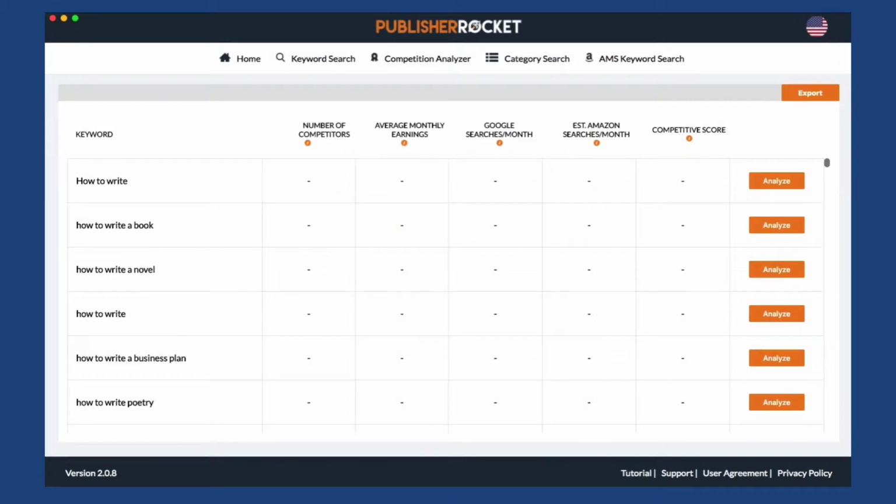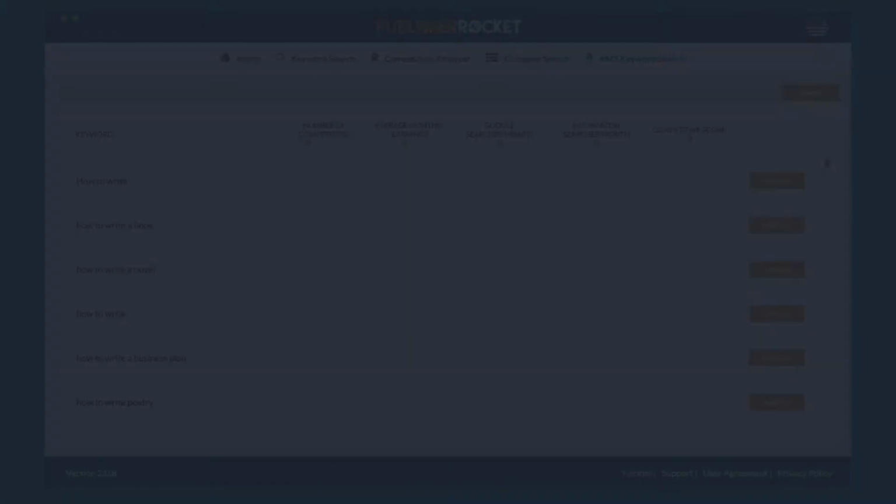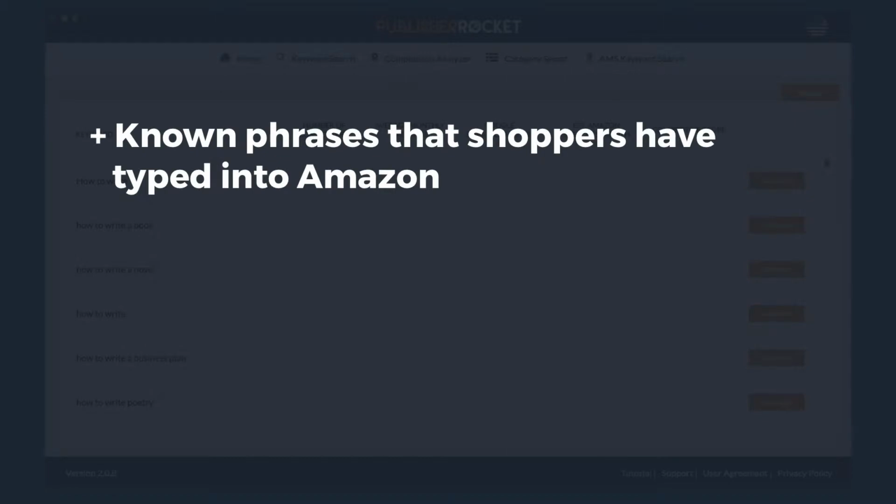Publisher Rocket will now get to work finding book idea suggestions and keywords based on what you typed in and selected, and list them all below. The keywords presented are based on known phrases that shoppers have typed into Amazon while looking for their next purchase, as well as Google search terms. Although Google searches are very different than Amazon searches, these can still be very useful suggestions because they aren't dependent on previous Amazon success. Sometimes Google can suggest new keywords that authors haven't thought of before or aren't very competitive, and give you an opportunity to discover a new market on Amazon that Amazon didn't suggest.